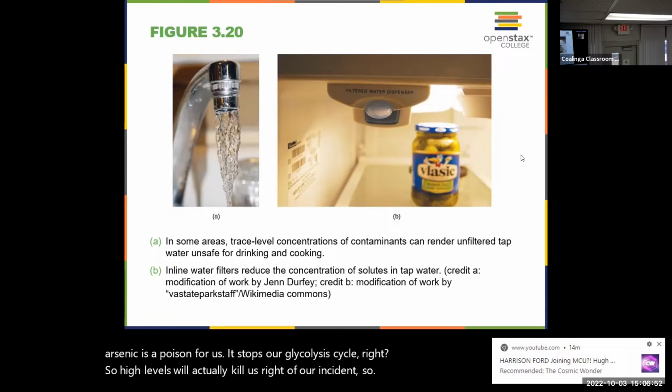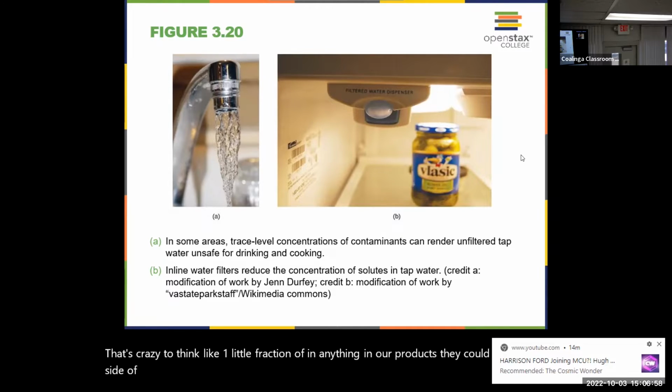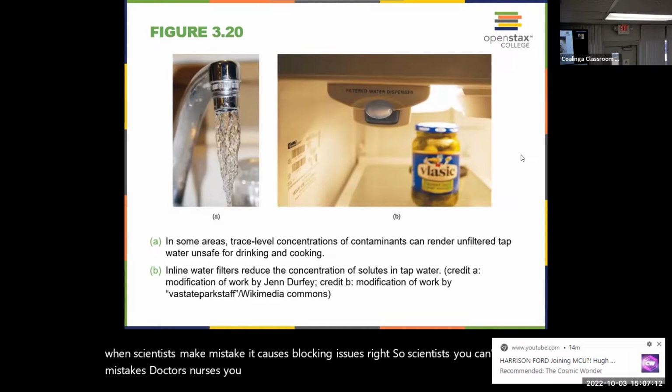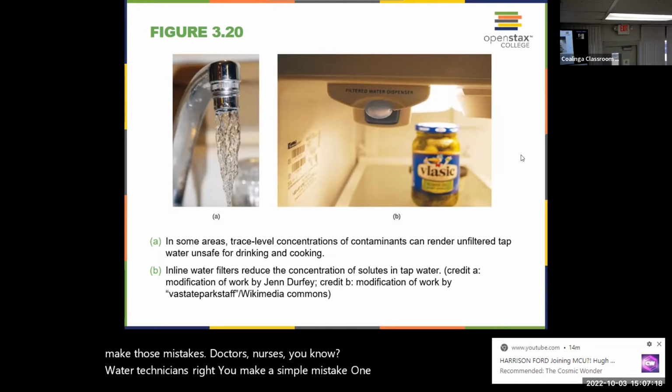It's crazy to think that one little fraction of anything in our products could take things to the other side. Exactly. And that's what people don't realize. When scientists make mistakes, it causes big issues. So scientists can't make those mistakes. Doctors, nurses, water technicians, you make a simple mistake, one calculation. When you need fluoride, exactly.